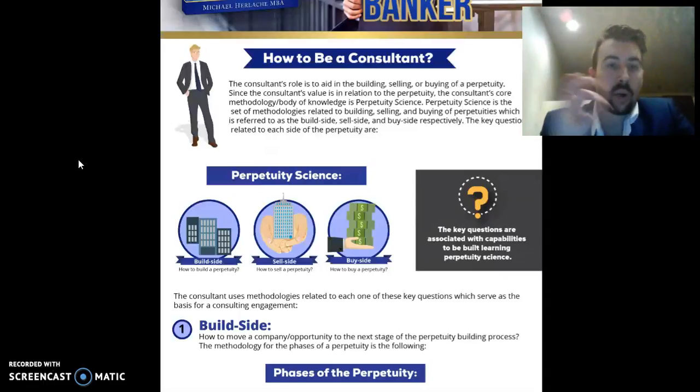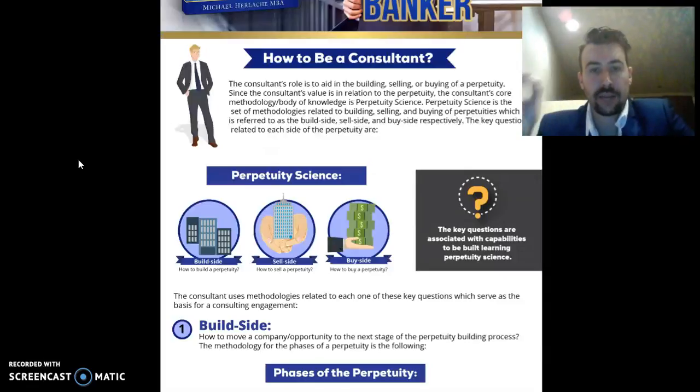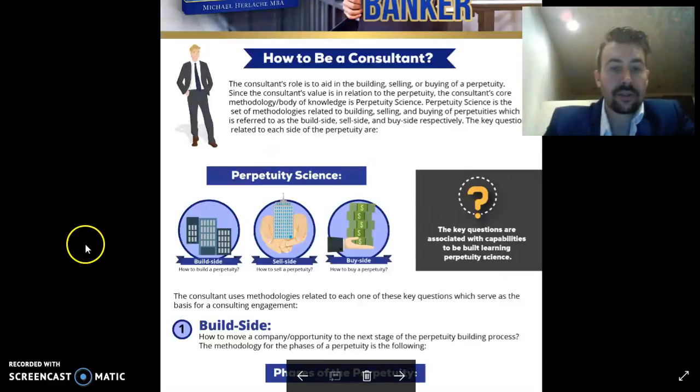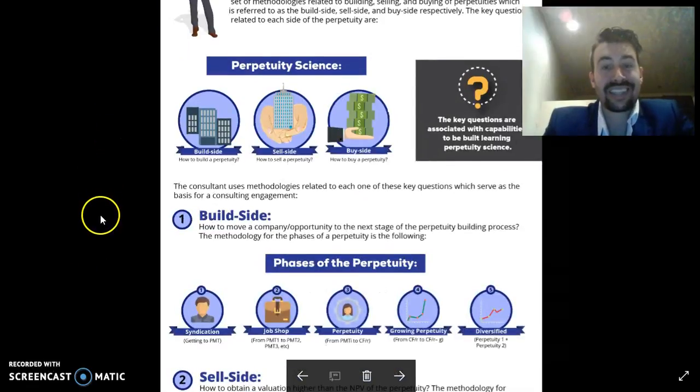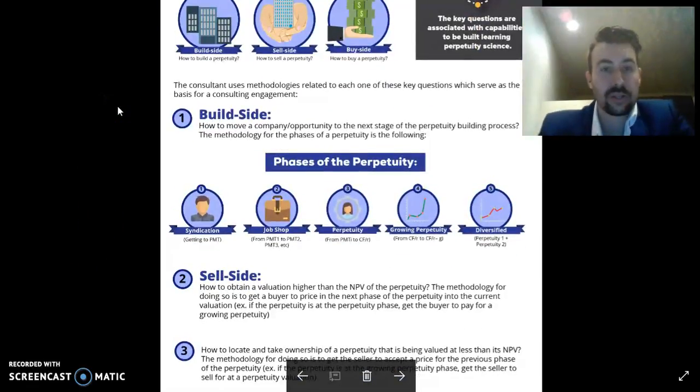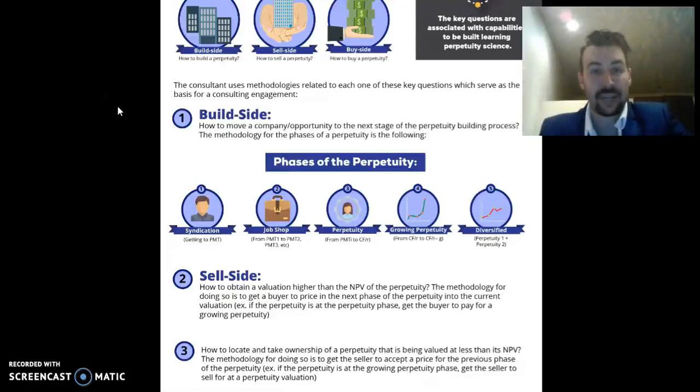The key questions related to each side of the perpetuity are: number one, how to build a perpetuity; number two, how to sell a perpetuity; and number three, how to buy a perpetuity. So the consultant uses methodologies related to each one of these key questions to serve as the basis for a consulting engagement. So number one, for the build side, we're answering the question how to build a perpetuity.